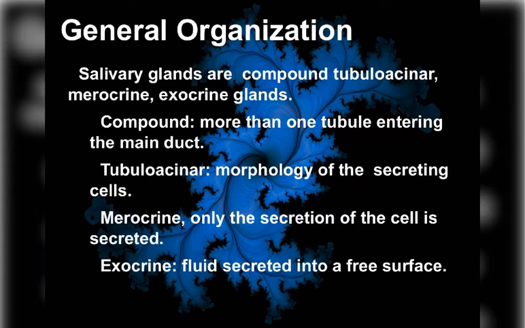Tubulo-acinar describes the morphology of secreting cells. In other terms, the secretory end pieces, the end pieces of the salivary glands that make the secretions. Some of them are tubular in morphology. They look like tubes. Some of them are spherical in morphology, called acini.